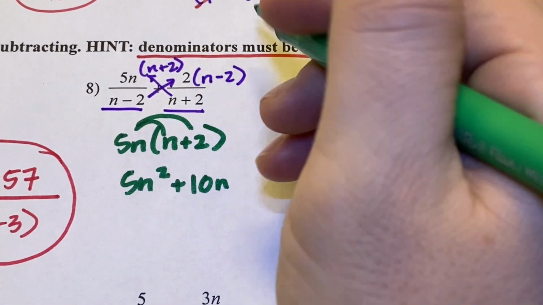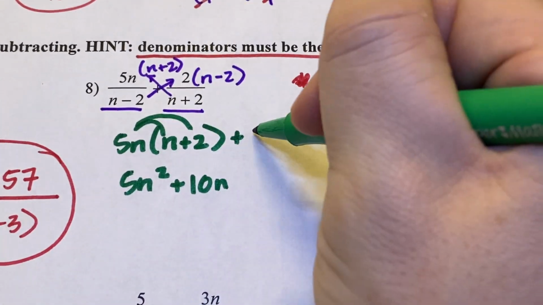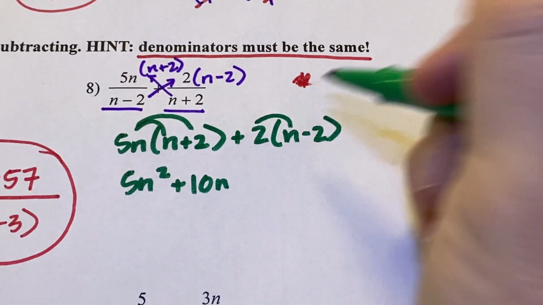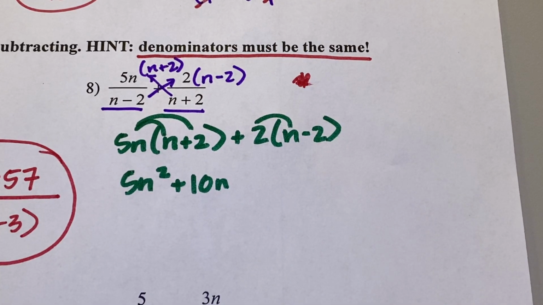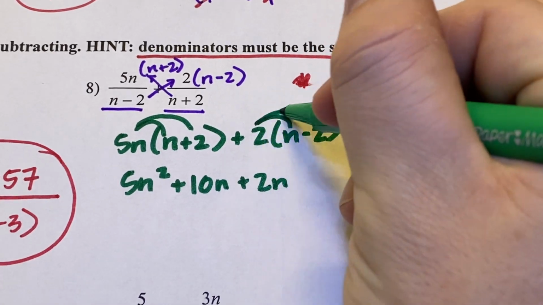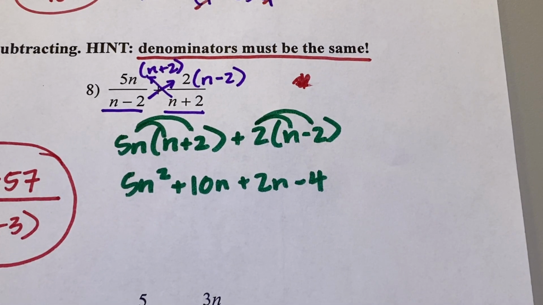Now let's do our second little piece. We are adding, so no worries about signs changing here. 2 times n minus 2. Well, what's 2 times n? 2n. 2 times negative 2, negative 4. Boom. Multiplied it out. There's our numerator. All you've got to do now is combine like terms.